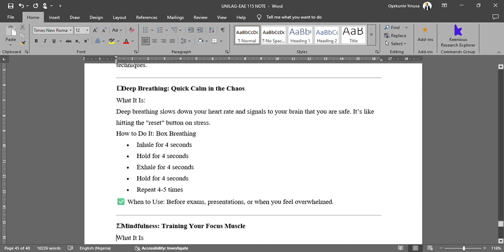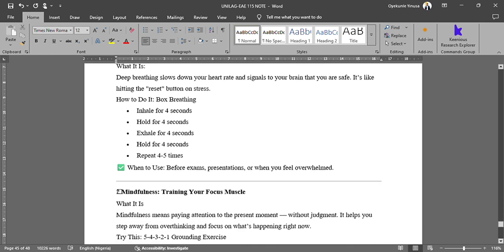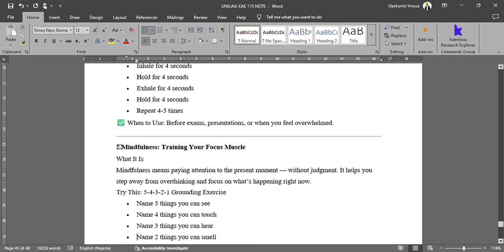So how do you do it? Inhale for 4 seconds. Hold it for 4 seconds and exhale for 4 seconds. Hold for 4 seconds. Repeat 4 to 5 times, and you will see that stress will vanish. When to use it? You must always use it before exams, before presentations, or when you feel overwhelmed. That's the best time for you to use it, and it will work wonders for you.